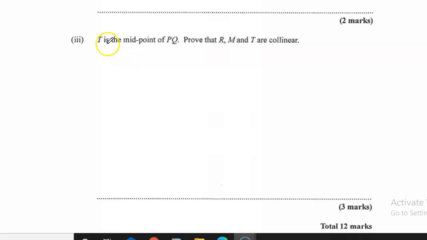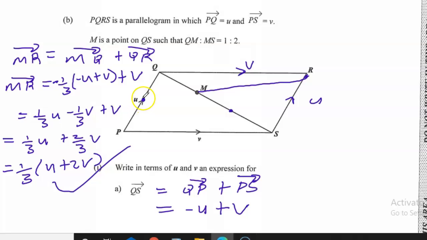Next, we're told that T is the midpoint of PQ. Prove that R, M, and T are collinear. Now the term collinear just simply means that all the points lie on the same straight line. So if 3 points are collinear, these 3 points lie on the same straight line. So T is the midpoint of PQ. Let's go back to the diagram. So T is the midpoint of PQ, so T would be somewhere here. And we are asked to show that T, R, M all lie on the same straight line.